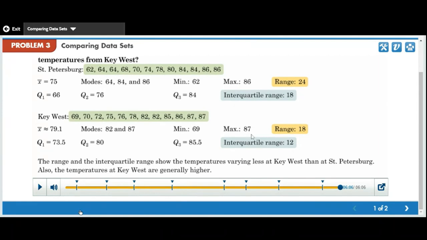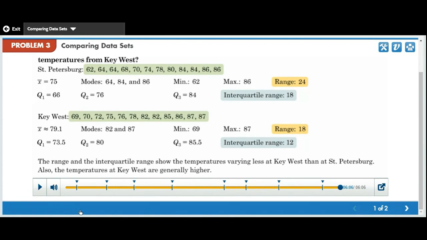Something that actually tells us a lot of information that doesn't seem to at first is the range. The range is 24, so that means there's a difference of 24 between the maximum value and the minimum value. So 24 degrees is how much the water temperature ranges. Since the range is smaller, since 18 is smaller than 24, that also tells us that the temperature stays fairly close to the average values. So the difference between 87 and 69 has a smaller range, which means it's going to tend to be a little bit warmer than the temperatures at St. Petersburg. Our interquartile range also gives us a very similar result.